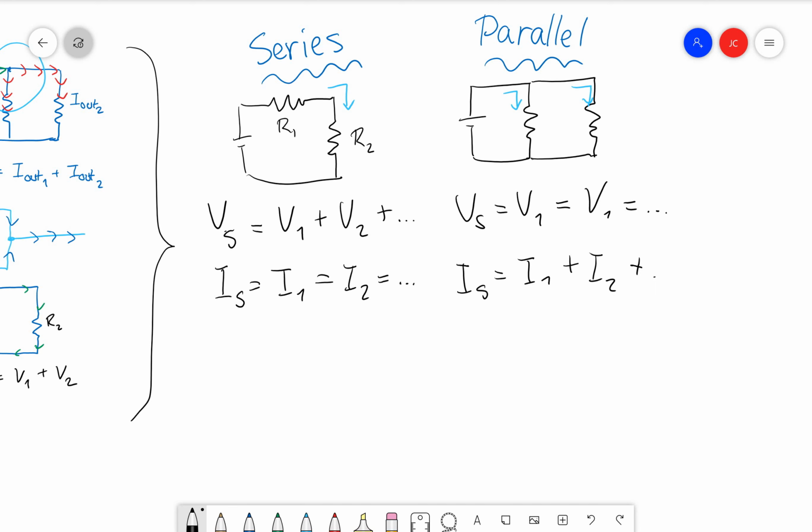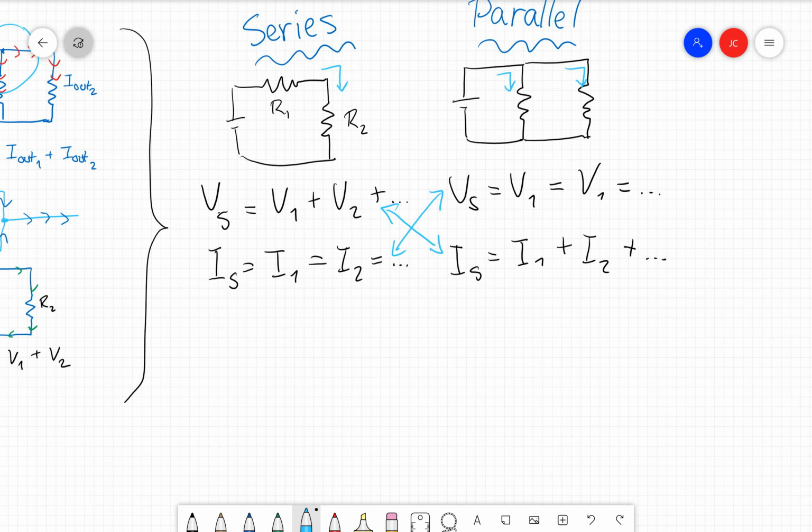So there's this really nice reciprocal thing here where these rules and these rules are the same, because series and parallel work in opposite ways, and so their laws for voltage and current also work in opposite ways. So that's pretty simple to understand.